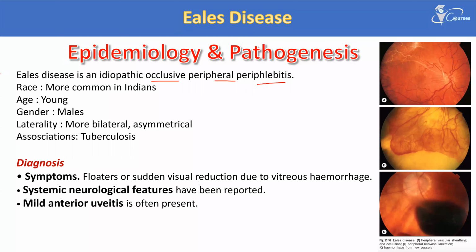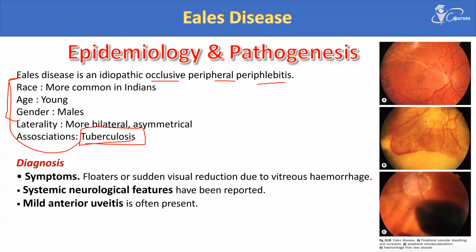It is more common in young male Indians. Again, more common in young male Indians. And it is more commonly bilateral and more commonly asymmetrical. Why? It is known that tuberculosis has a high incidence in India, so remember that this disease is associated with tuberculosis.